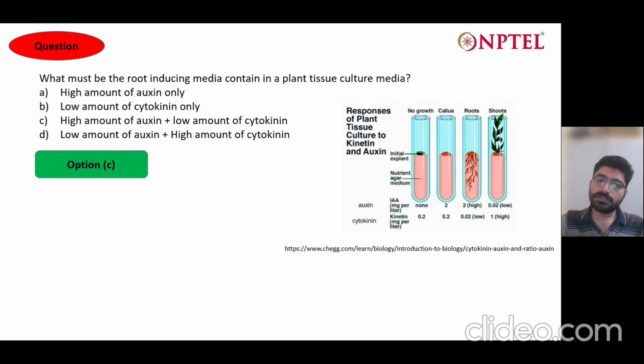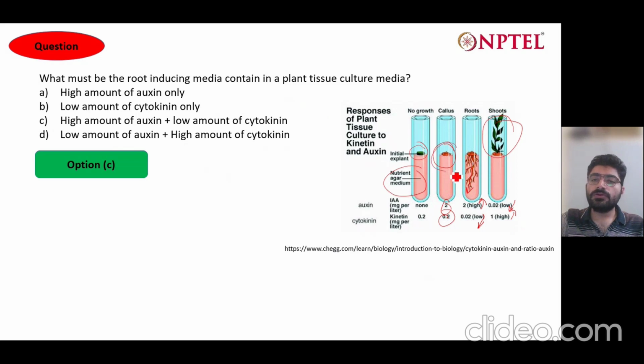Here are the things that we generally use in plant tissue culture. If we use a normal nutrient agar medium without any hormones, then there will be no growth. But if the ratio of auxin and cytokinin is kept the same, then callus is generated. But if we have to generate roots, then the amount of auxin will be high and the amount of cytokinin will be low. And if we have to generate shoots, then the amount of auxin will be low and the amount of cytokinin will be high.